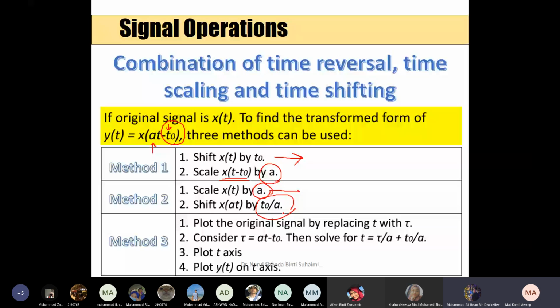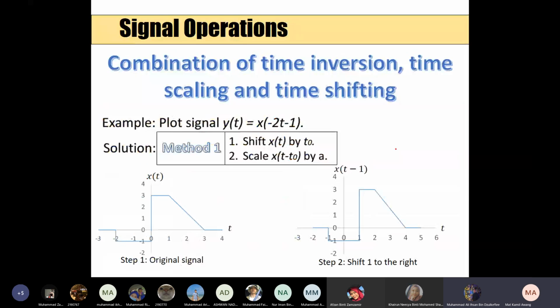Method three, you plot the original signal by replacing t with tau. Then consider tau is equal to a t minus t naught. Then solve for t equal to tau over a plus t naught over a. Then you plot the t-axis and plot y of t on the t-axis. So this is the method.